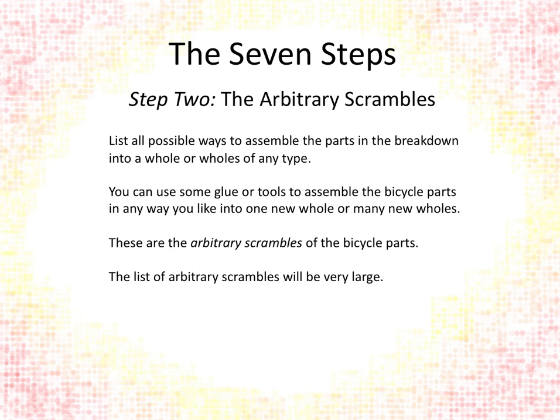Step 2, arbitrary scrambles. We list all the possible ways to assemble the parts in the breakdown. You can use some glue or some tools to assemble the bicycle parts in any way you like into one new whole or many new wholes. You could weld a wheel to the frame. You could glue the brakes and the chain together. These are the arbitrary scrambles of the bicycle parts. The list of arbitrary scrambles will be very large.